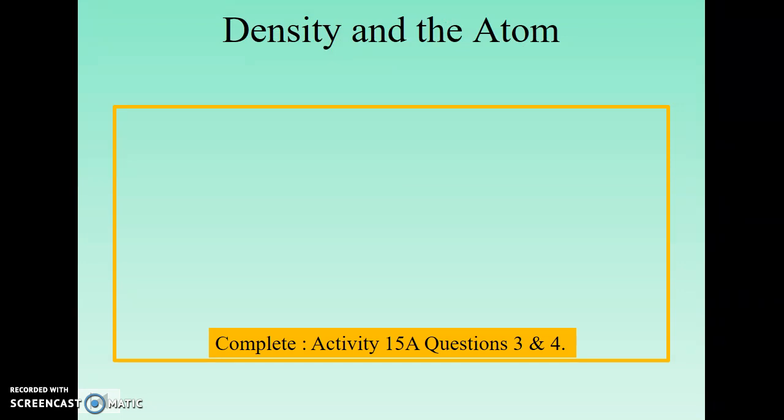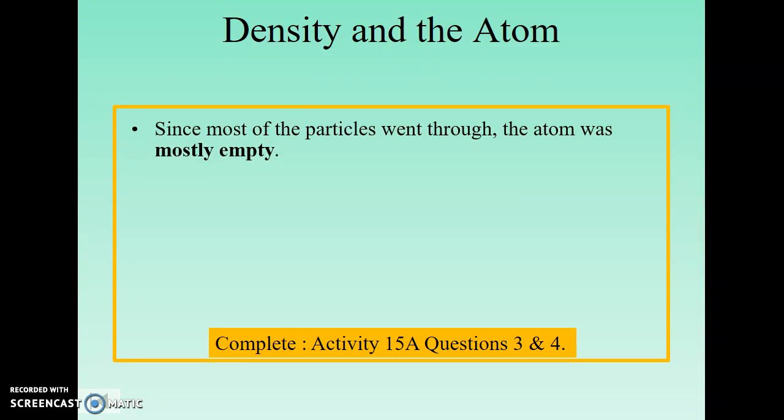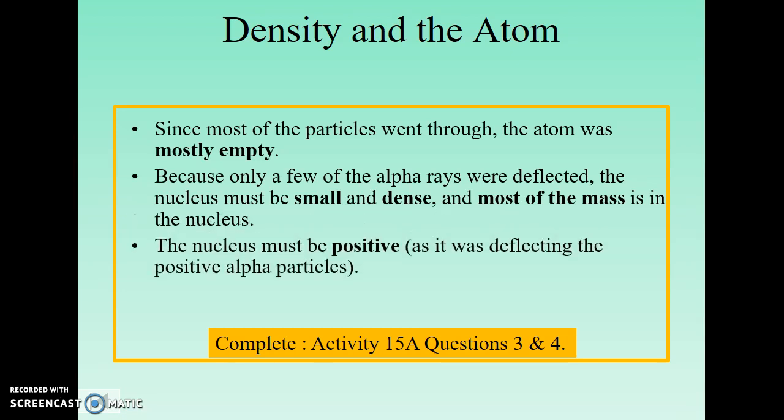You can write this information down and do the activity. So this is the important stuff. This is what you need to know for the internal assessment. Since most of the particles went through the atom, therefore the atom was mostly empty space. And because only a few of the alpha rays were deflected, that nucleus must be really small and dense. In other words, most of the mass is concentrated in the nucleus.